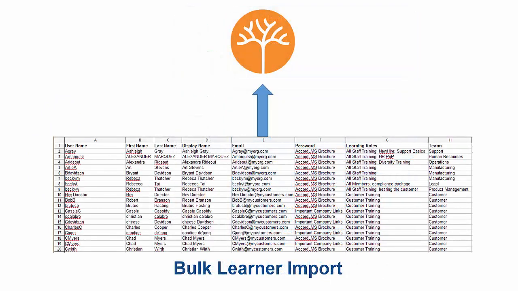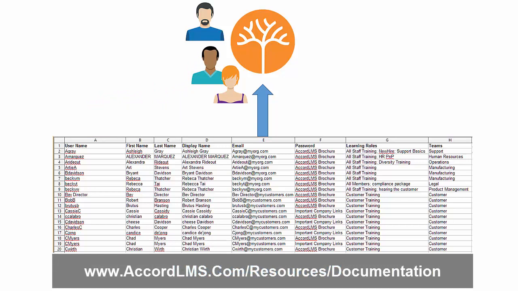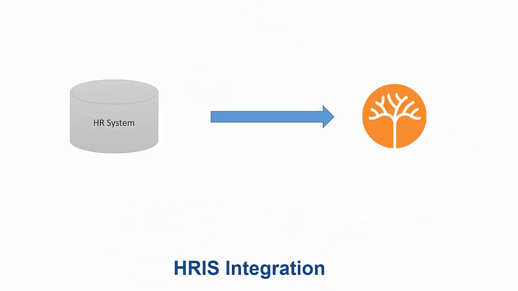Another way to assign learning roles is by bulk learner import. Administrators import a spreadsheet containing information about their learners, which will assign them to teams and learning roles. A sample spreadsheet can be found on the accordlms.com documentation page. Integration with an HRIS can be configured to automatically assign learning roles and teams as learners are added to the HR system.